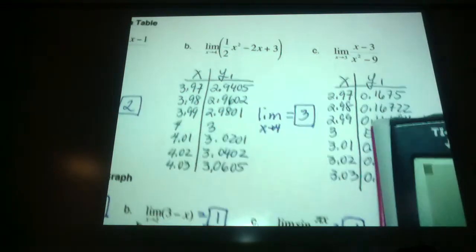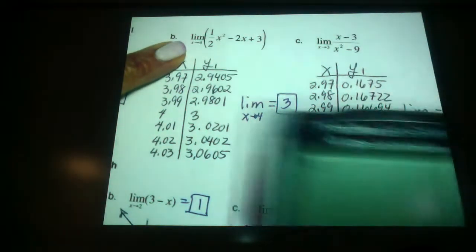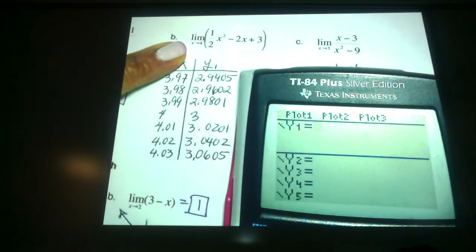So then let's look at this next one. Again, I want you to put this function into y equals. So clear that out. Oh, is there? No, that's exactly what I want you to put in there. So when you put in your 1/2, you're either going to put in 0.5 or you have to put the 1/2 in parentheses. So I'm going to put my 1/2 in parentheses.